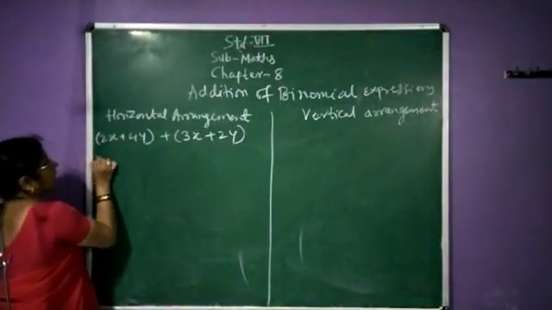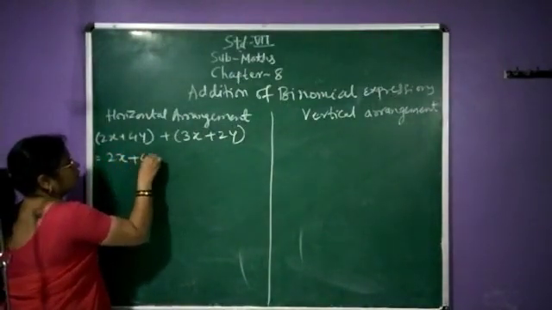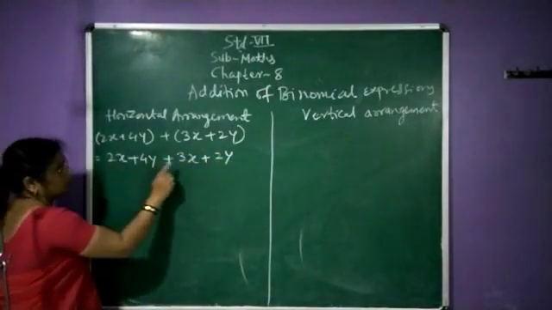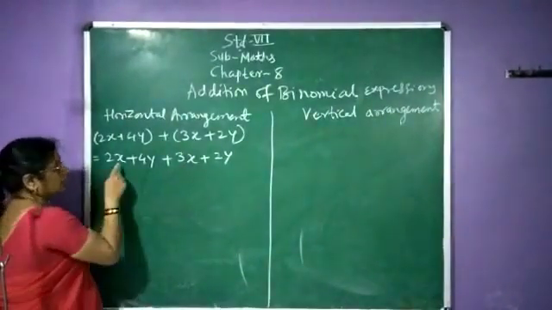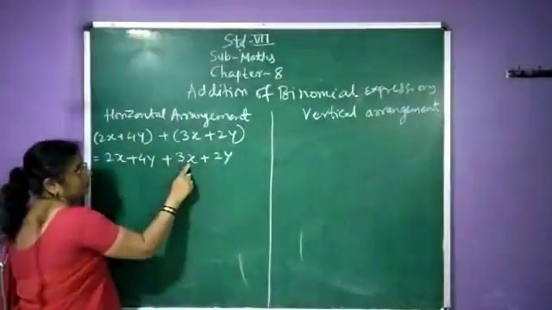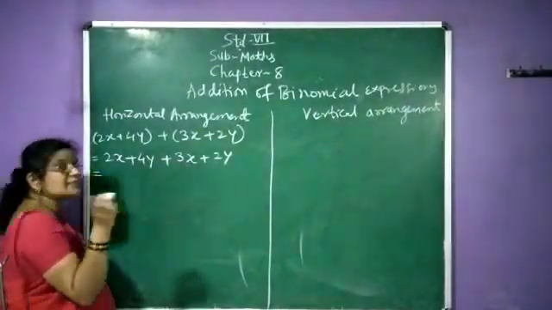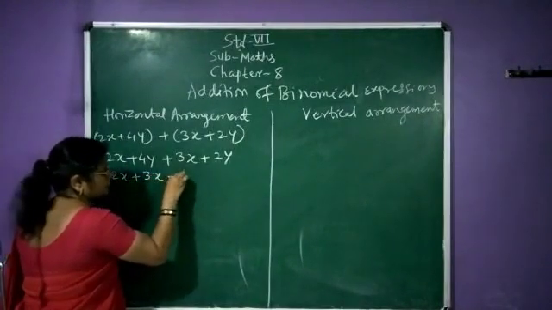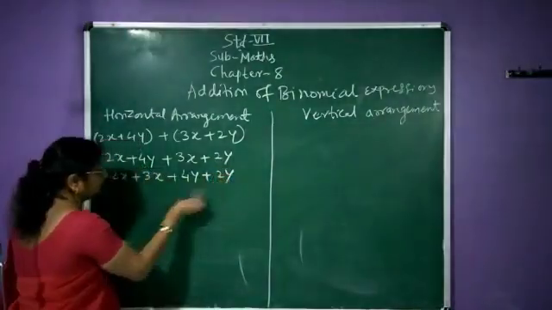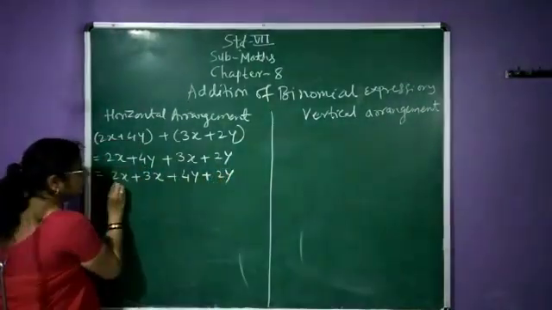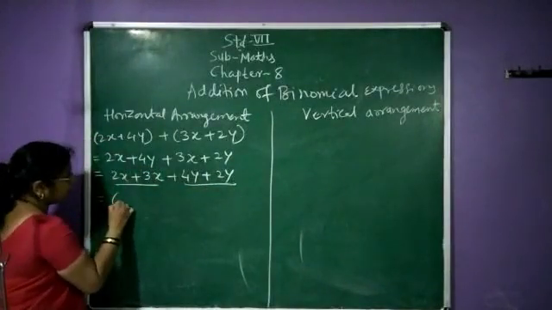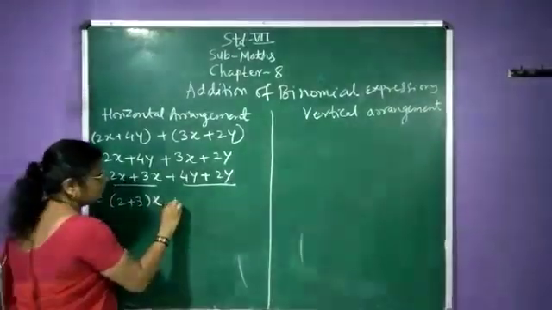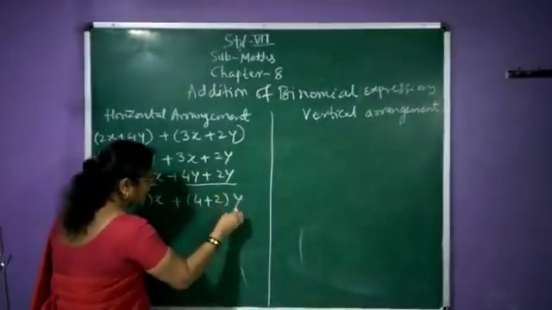See here, now I am opening the bracket: 2x plus 4y plus 3x plus 2y. Now what we have to do? We have to bring the like terms together. Like terms means the same variable with the same power. So here 2x plus 3x plus 4y plus 2y. Now see x with x, y with y. Now you can take the coefficients: (2 plus 3) into x plus (4 plus 2) into y.